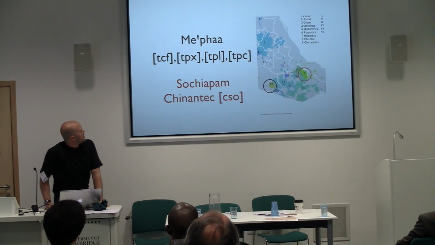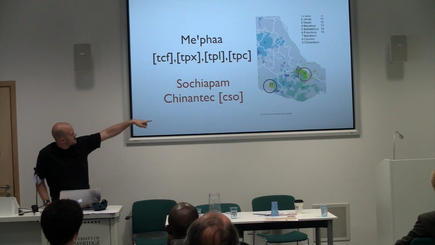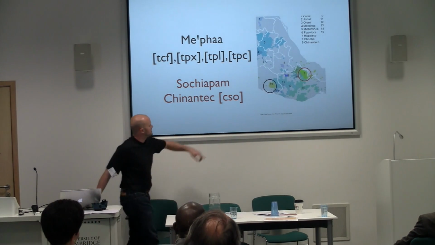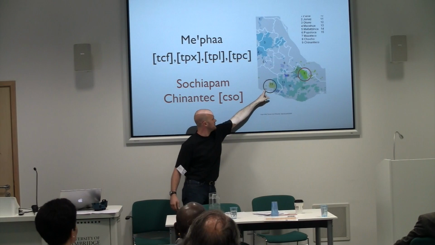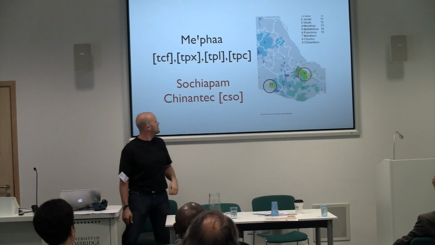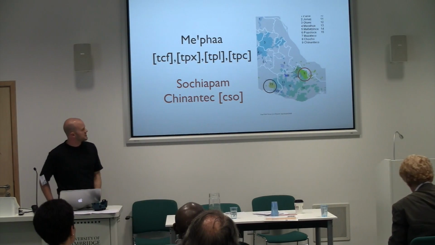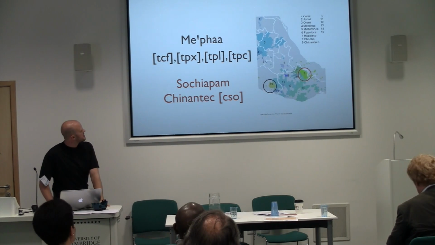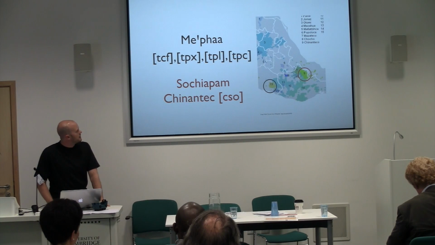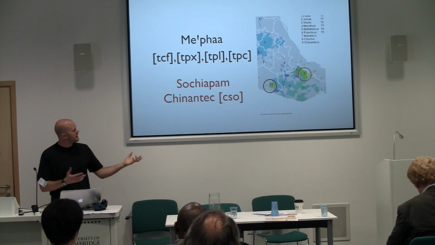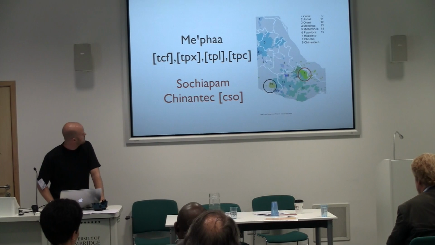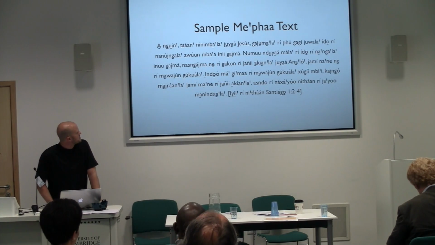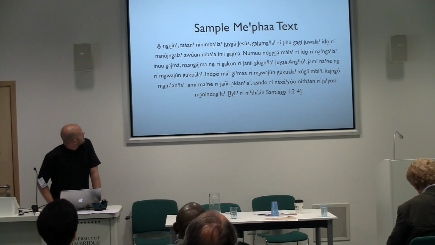So where are these two languages? Well, on the southern tip of Mexico, Me'phaa is down here in the mountains about 50 miles from the coast, and then Sochiapam Chinantec is up there on number 9. And the challenge with keyboards is that you have to make the input match the orthography. So to give us an idea of what the Me'phaa orthography looks like, it looks like this.